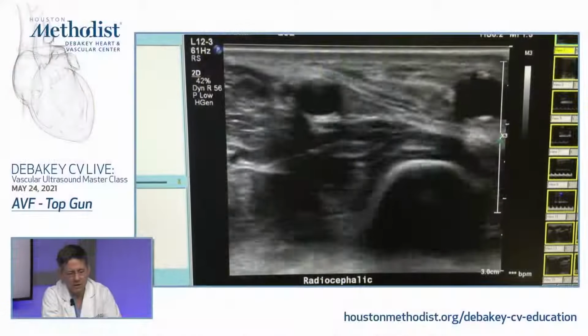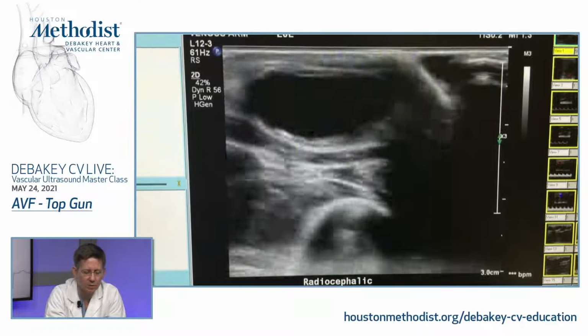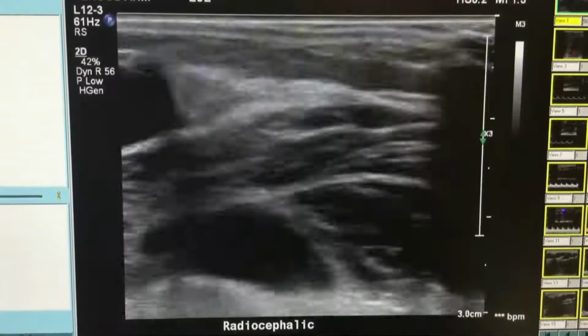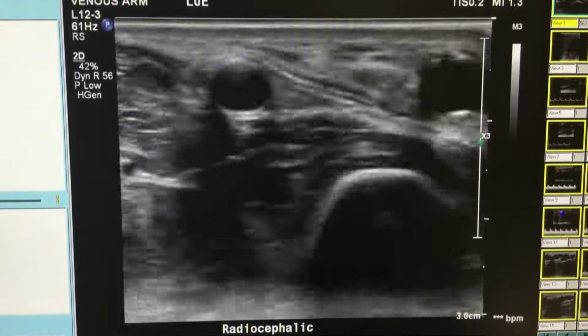And those are two things that I think you should really look at when you're thinking about the study. So here we go with somebody who's getting their study done. And this is one of the things that I think is most important, a 2D grayscale sweep from the anastomotic area up to the next joint level, basically.